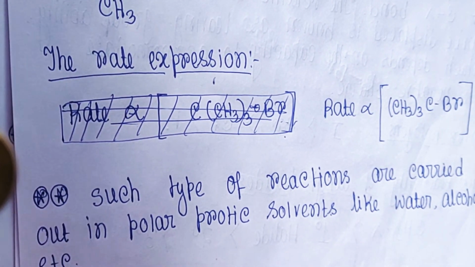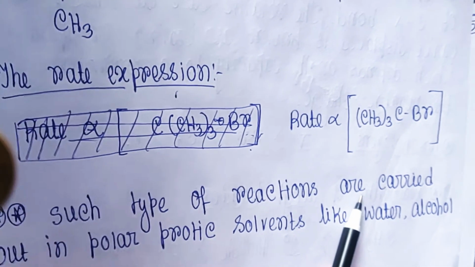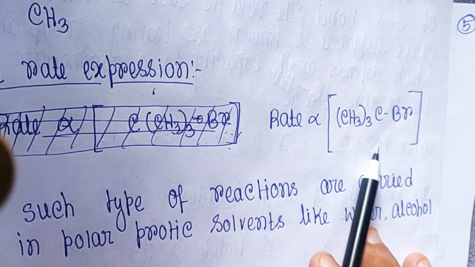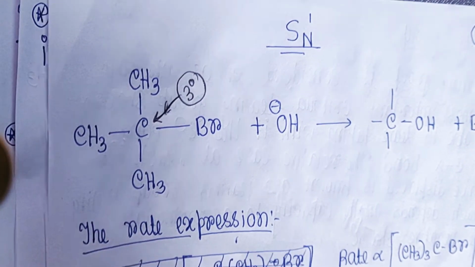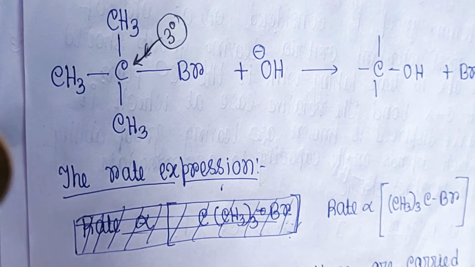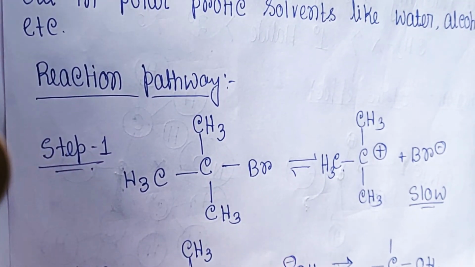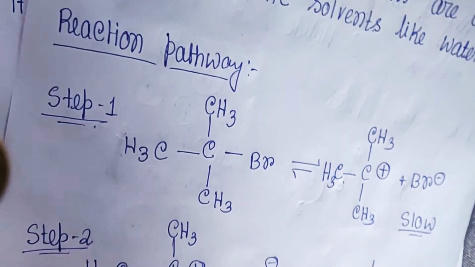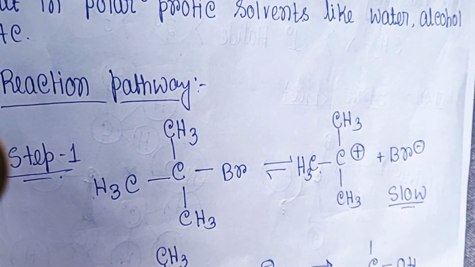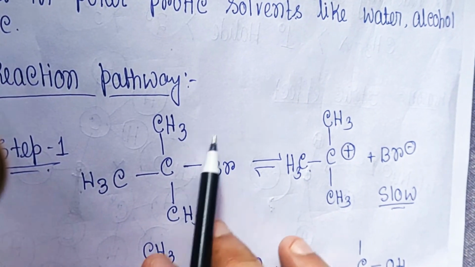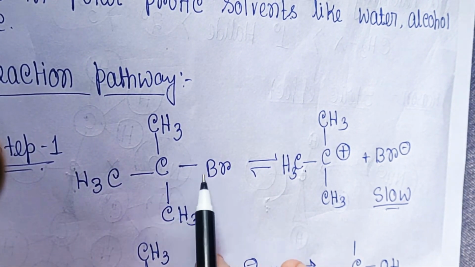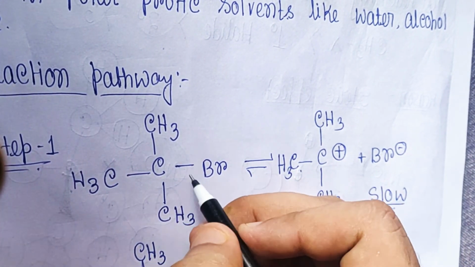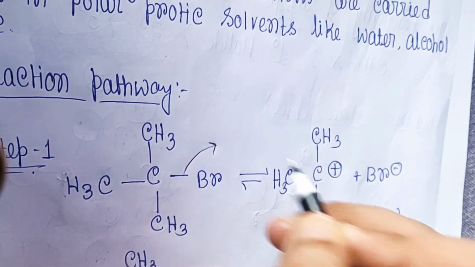So let's go to the rate expression. You can see that in the rate expression, it is dependent only upon the concentration of this thing. Why is this happening? Let's go into the reaction pathway. As you can see in step 1, Br being a good leaving group, as you know, goes out of the system first.